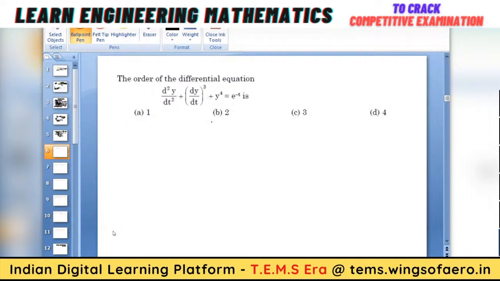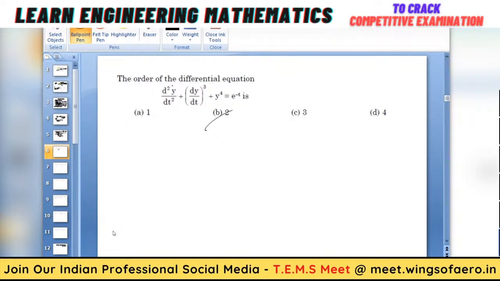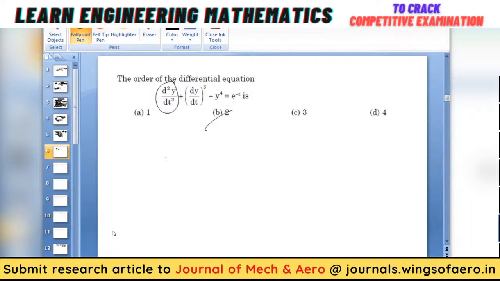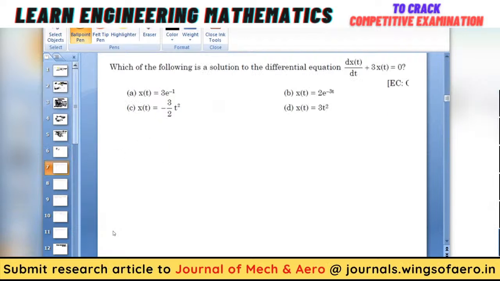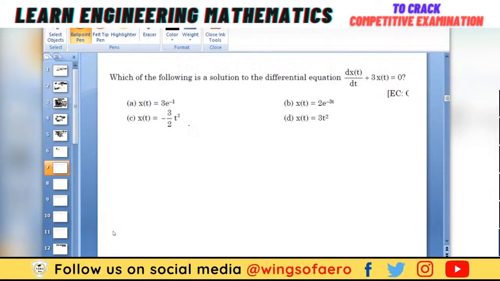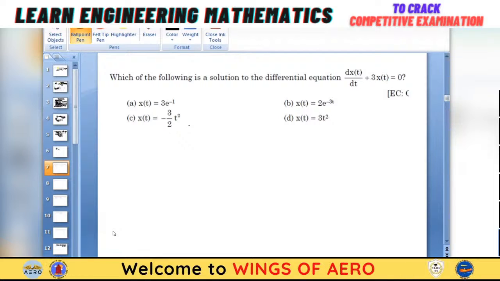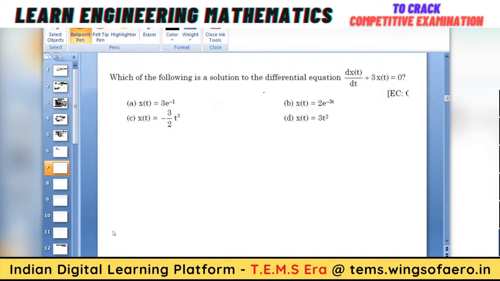Yes, this is a very easy question. Order of this differential equation is 2 because this is the highest order, d2y/dx2 or d2y/dt2. Now the order and degree are clear to you. The next step is solving of differential equations. Tell me which one of the following is the solution of this differential equation.